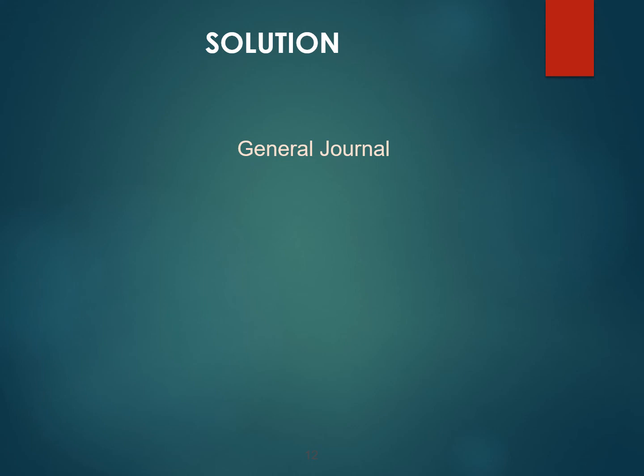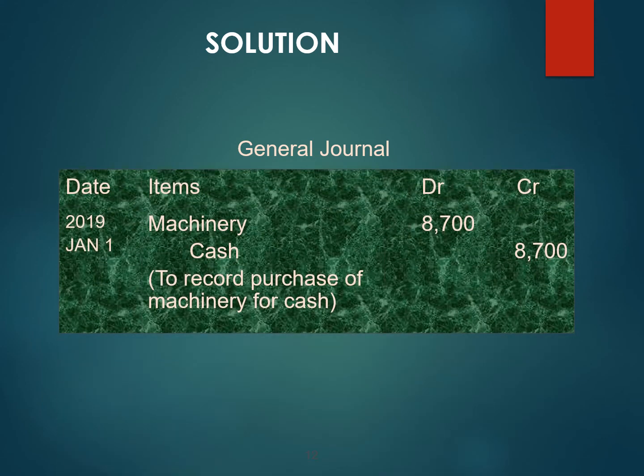From the question, we will do the journal entry. So we just draw the box which consists of date, items, debit and credit. Write the date on the day of transaction, January 1st, 2019. The items involved, debit machine and credit cash, 8,700 each side. And we have to write the explanation to the transaction.